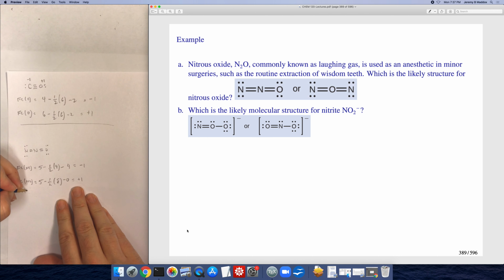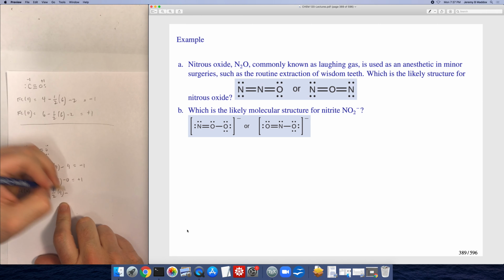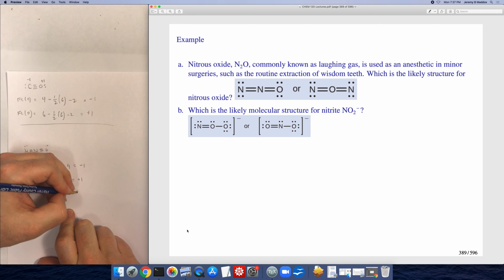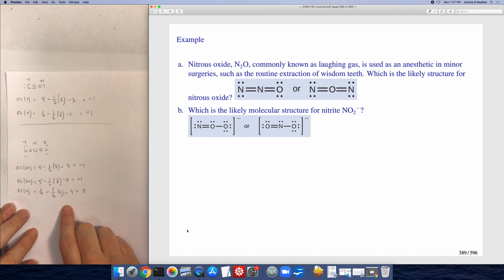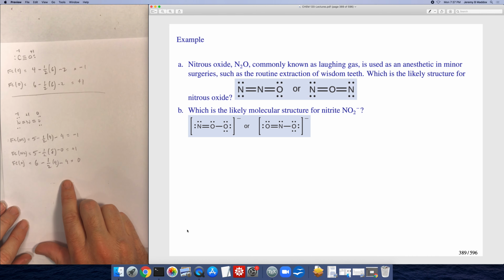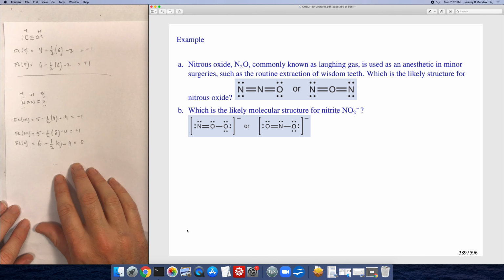And the formal charge on the oxygen, you may have guessed it, it's going to be 0. We start off with 6 minus 1/2, 2, 4, minus 4 for those guys, and that gives us 0. So we have a -1, a +1, and 0. Let's look at the other structure and see what its formal charges are.